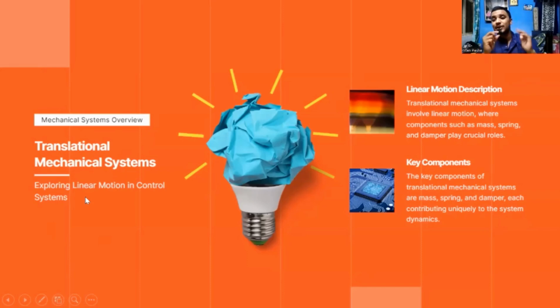Basically, translational mechanical system is a synonym for linear motion. A translational mechanical system involves linear motion where components such as mass, spring, and damper play a crucial role. We have to understand that in a linear mechanical system, the mass, the spring constant, and the damper play a very crucial role. The key components of the translational mechanical system are mass, spring, and damper, each contributing uniquely to system dynamics.